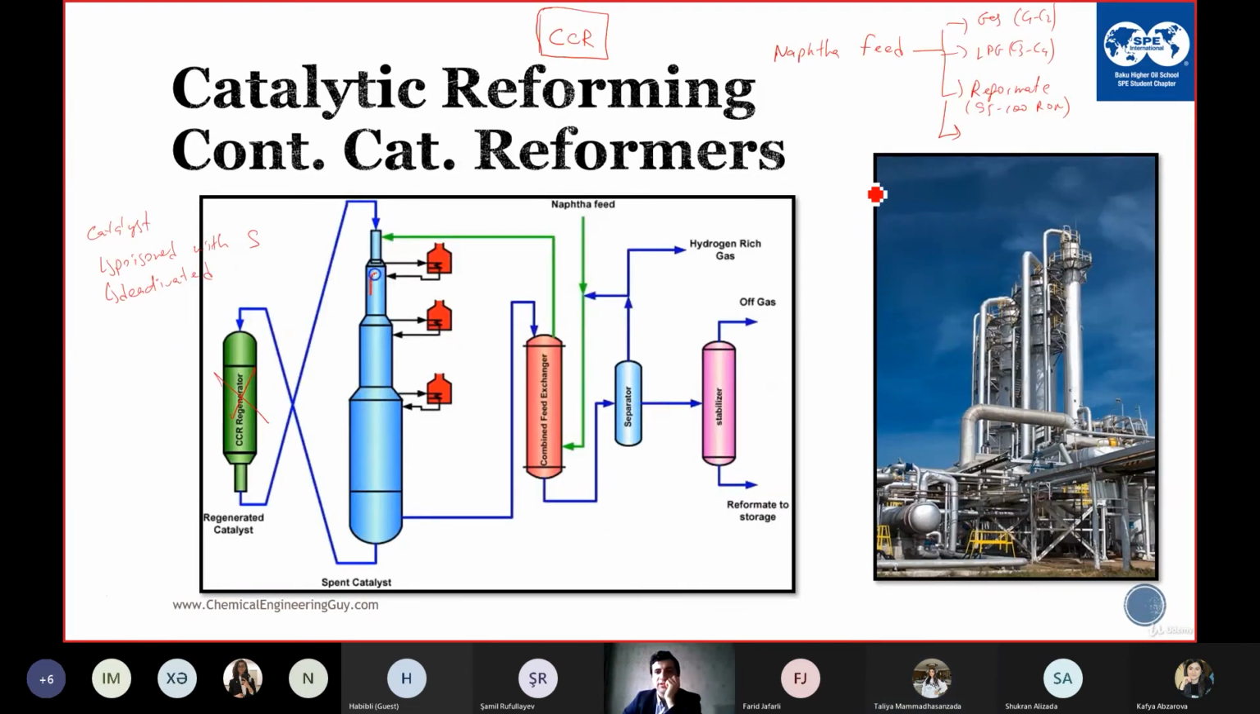The first product is hydrogen. So hydrogen is only produced in CCR in the refinery. There is no other unit that produces hydrogen. Of course, you have HPU, the hydrogen production unit. And why do we need hydrogen? As you said, in the hydrotreating process we use hydrogen. Yes, exactly, in the hydrogenation process.